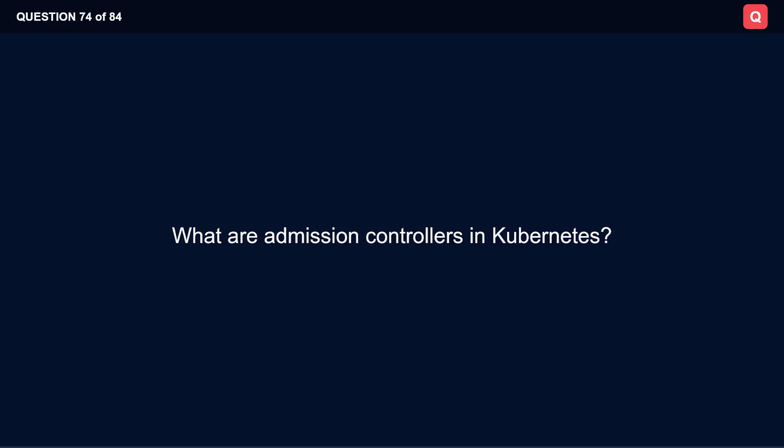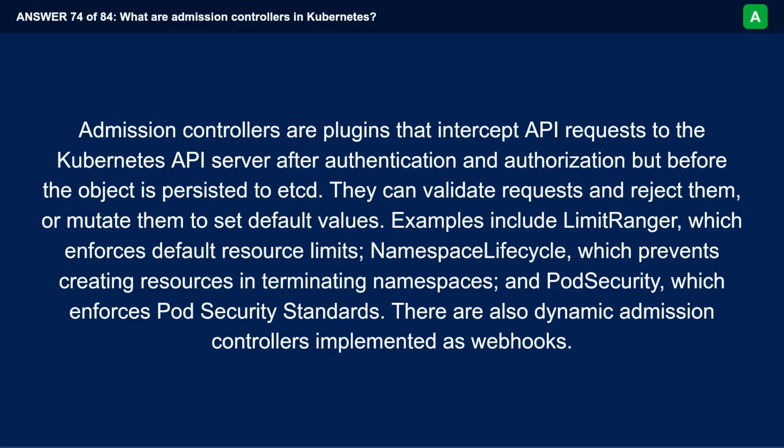What are admission controllers in Kubernetes? Admission controllers are plugins that intercept API requests to the Kubernetes API server after authentication and authorization, but before the object is persisted to etcd. They can validate requests and reject them, or mutate them to set default values. Examples include Limit Ranger, which enforces default resource limits, Namespace Lifecycle, which prevents creating resources in terminating namespaces, and Pod Security, which enforces pod security standards. There are also dynamic admission controllers implemented as webhooks.